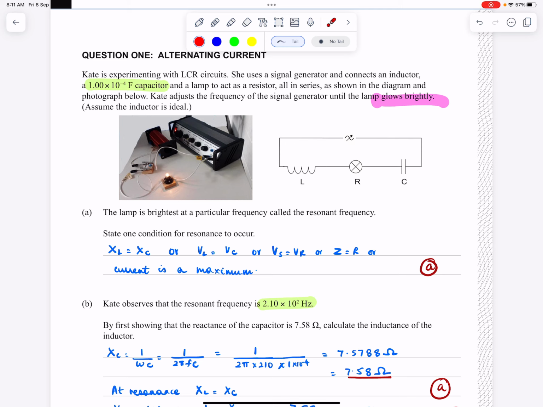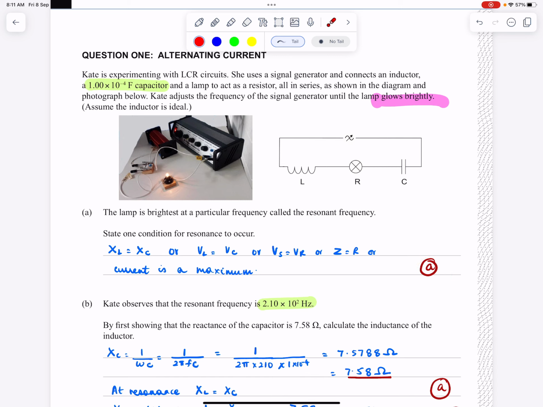The lamp is brightest at a particular frequency called the resonant frequency. State one condition for resonance to occur. You only need one condition, but I've listed a whole lot of them. Any one of them is good enough, and that's an achieved.